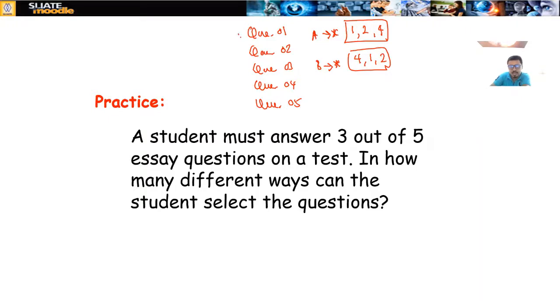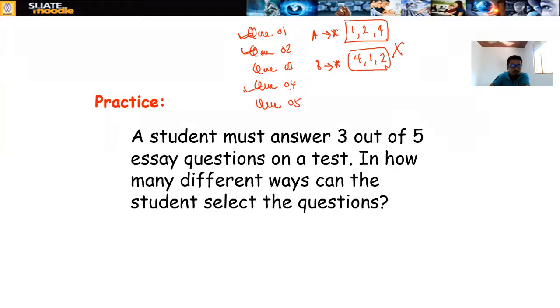Student A has picked these 3 questions, and student B has also selected the same 3 questions. Is there any difference? No, there is no difference. Why is there no difference? Because we do not consider the order here.